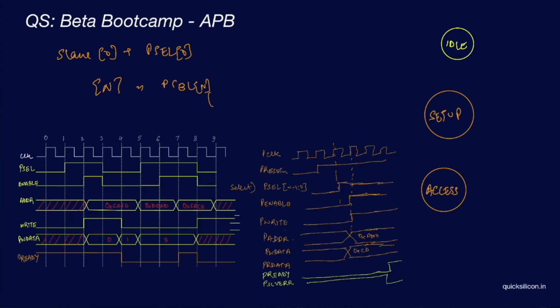These different states are basically the scenarios in which your particular protocol or the particular transaction can be. The idle state is the state where nothing is active. That is, you remain in idle whenever you do not have any transaction to be given out, and both your p sel is equal to 0 and your p enable is equal to 0.